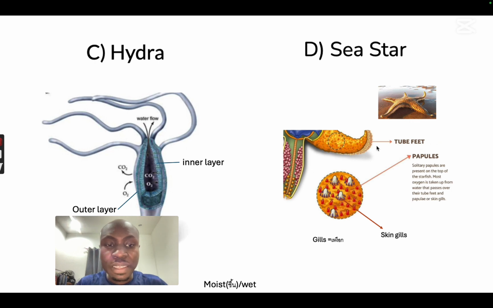They can also use their skin gills, these black structures here on their skin, to exchange gas. And the last one, they can use the papillae. These red structures can also exchange gas.